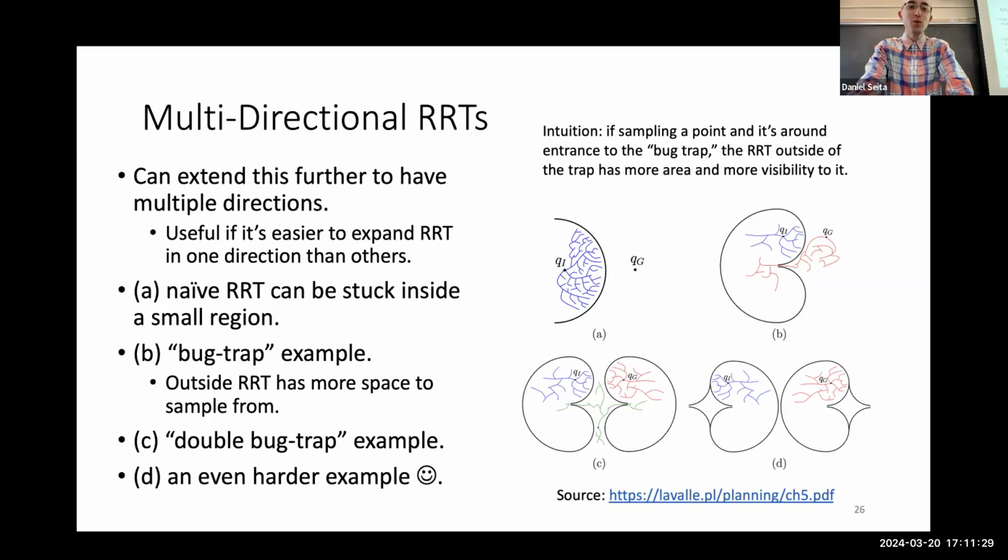So for C, it's a double bug trap. So you probably need like 3 trees. What about D? How do you do D? I'll give you a couple seconds to think about it.